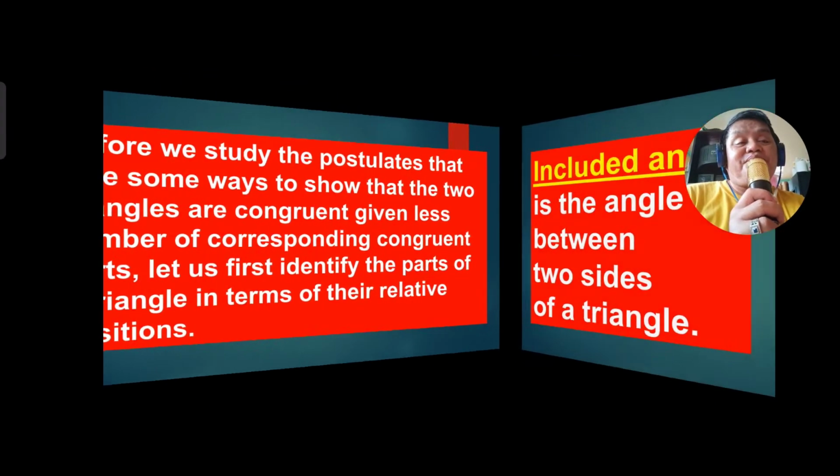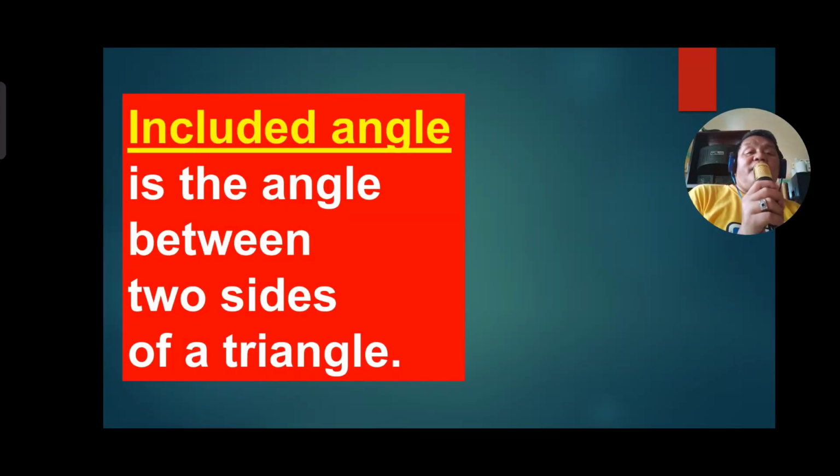What do you mean by included angle? Included angle is the angle between two sides of a triangle. Again, included angle is the angle between two sides of a triangle.